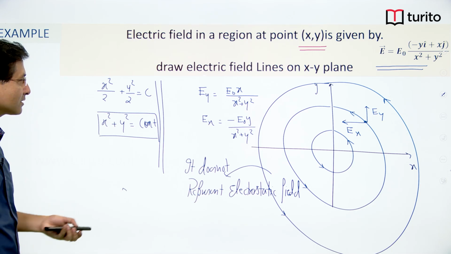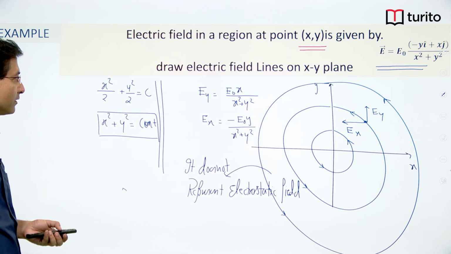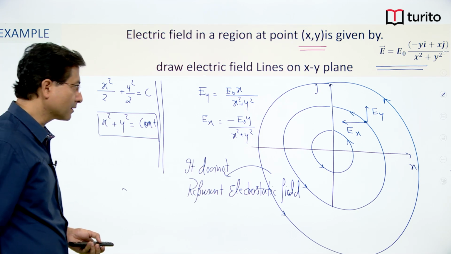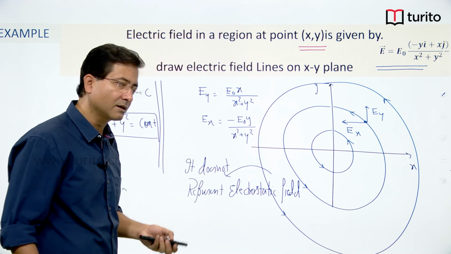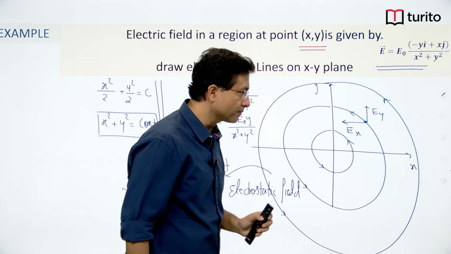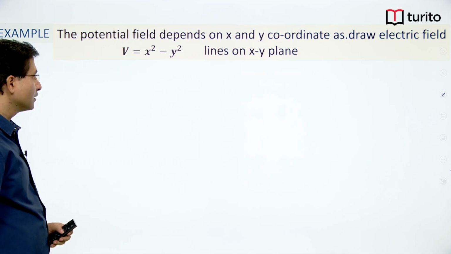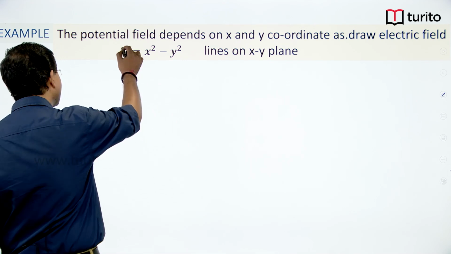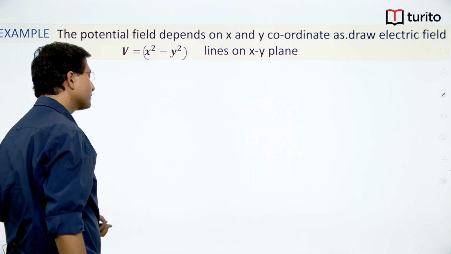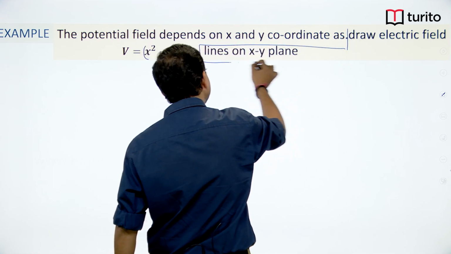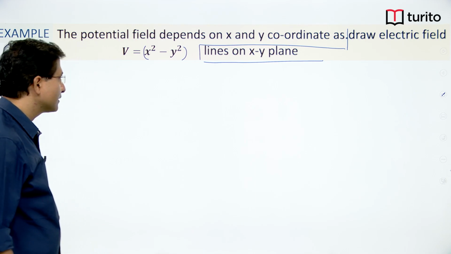So, let us take a similar example, the example of a conservative field. This was the example of a non-conservative field, which we will talk about later, but the procedure of drawing field lines in space is the same whether it is conservative or non-conservative. Now, the question says the potential depends on x and y coordinates as V is equal to x square plus y square, and you have to draw field lines on the xy plane.